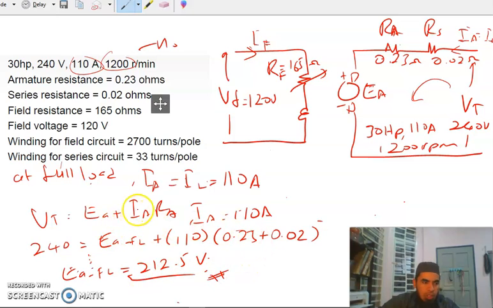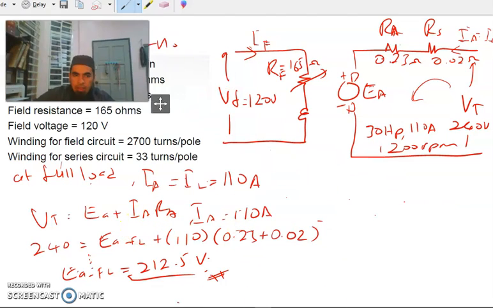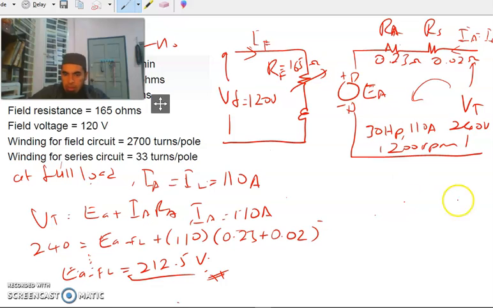So this is the next parameter. Just now we found the no load. Now we try to find the full load, EA of full load. Next, we try to find the speed at full load. Speed at full load.